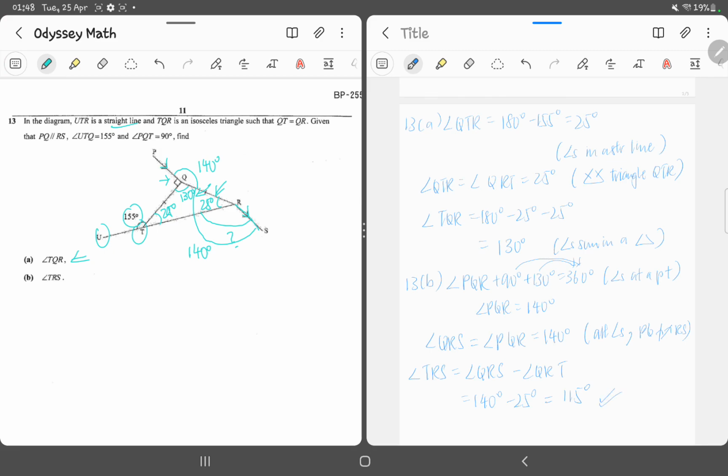Okay, so that's about it for this question. Just to take note, for this type of question, you have to give the reason behind your steps, such as angles in a straight line, isosceles triangle, angle sum in a triangle, angle at a point, alternate angles because two lines are parallel to one another. You need to give all this reasoning to get full marks.